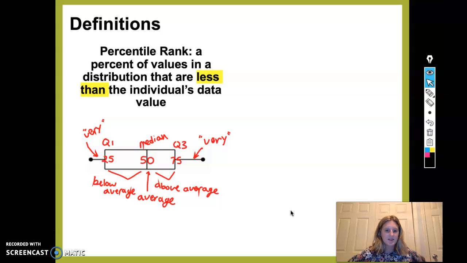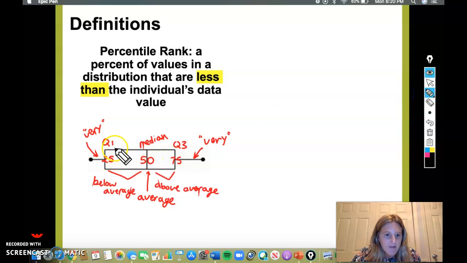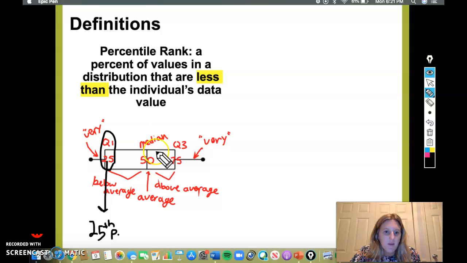Here is a box plot. We have our quartiles, and percentiles align with the parts of a box plot. Let me get my pen out here. We have quartile 1 over here, the start of the rectangle. Quartile 1 is the 25th percentile. The median is the 50th percentile, the median of the data. Wherever the median falls, you're at the 50th percentile.